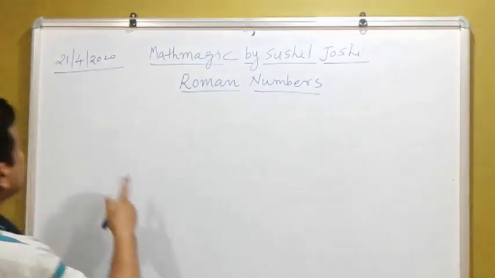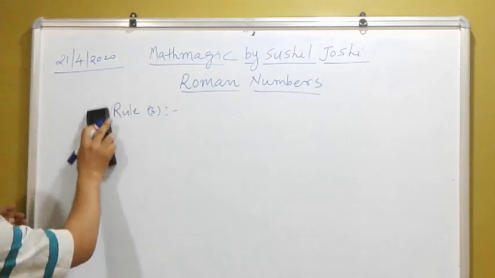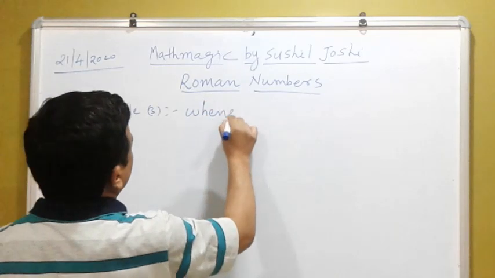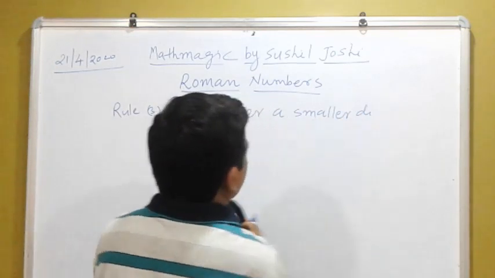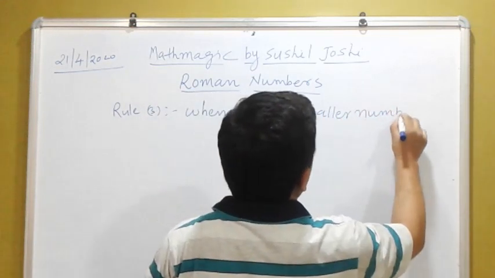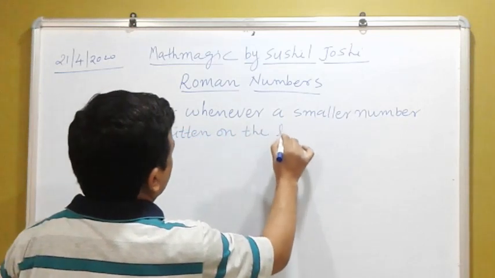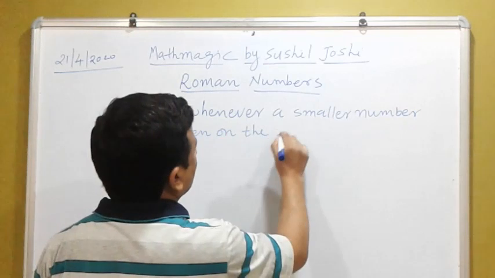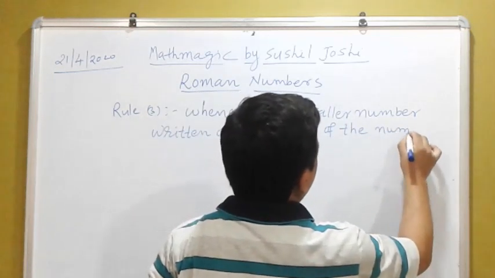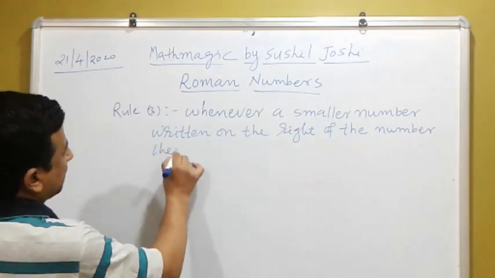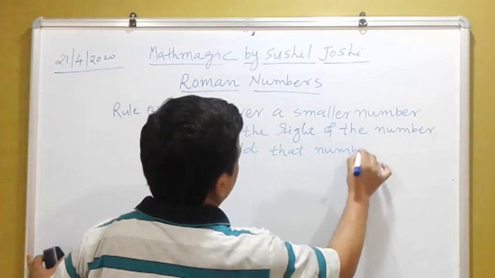Rule 3. Whenever a smaller number is written on the right of the greater number, then we add that number. Look here.